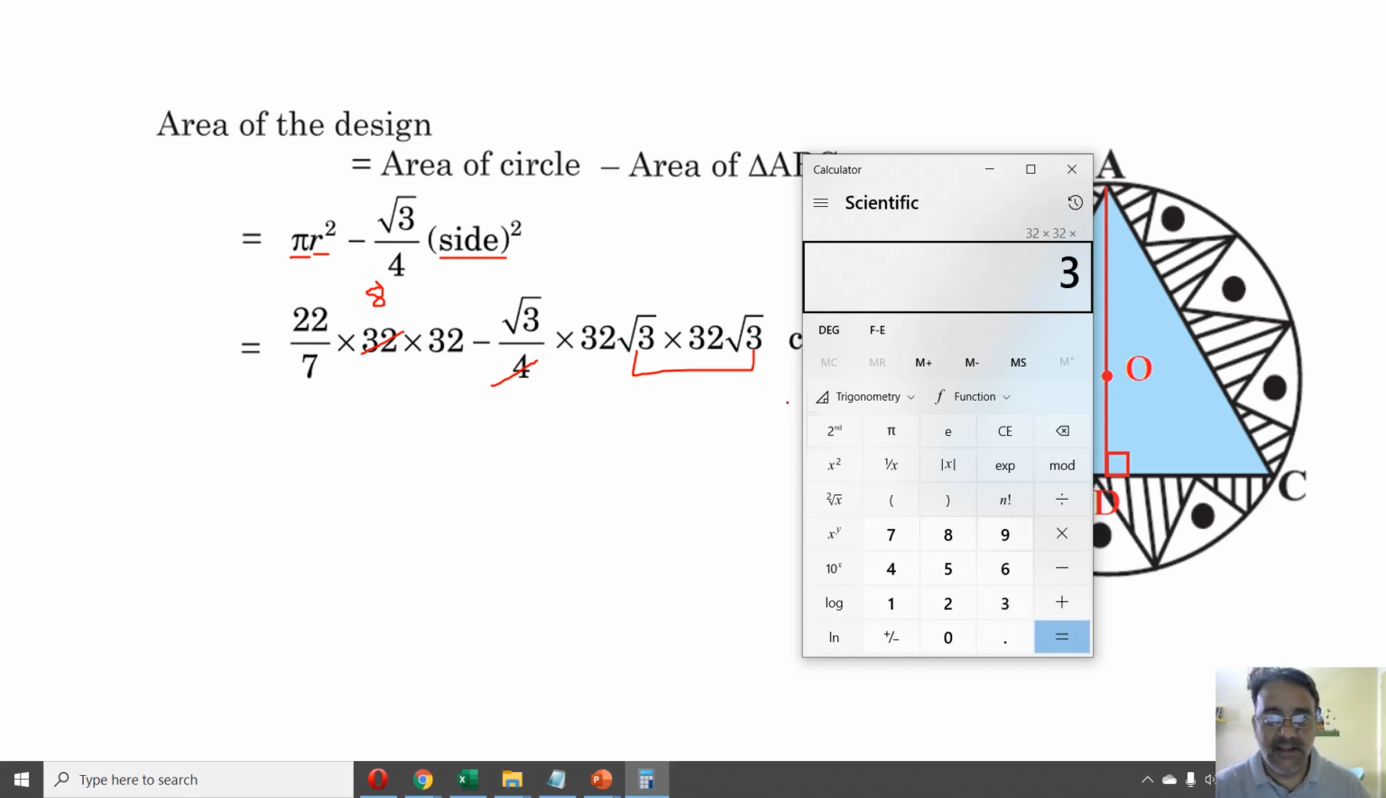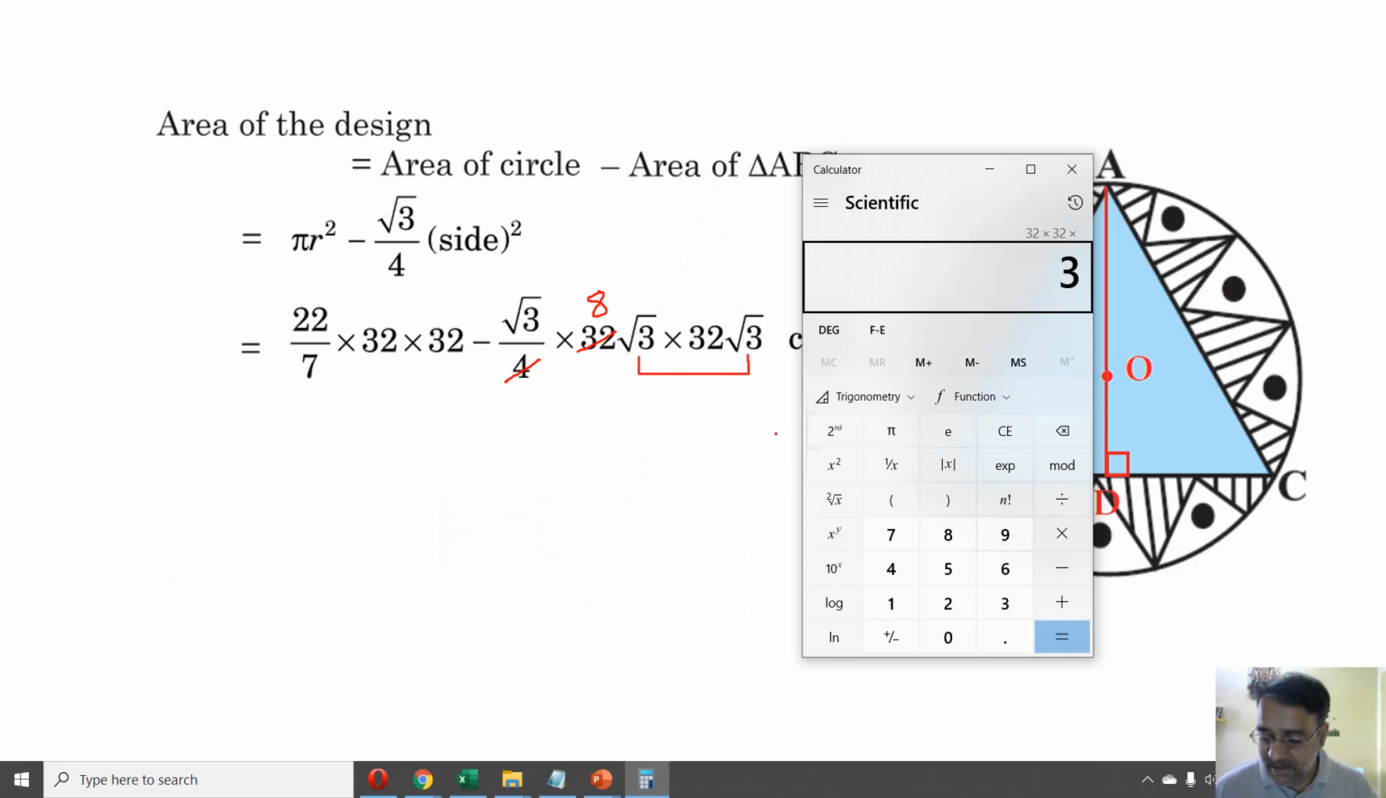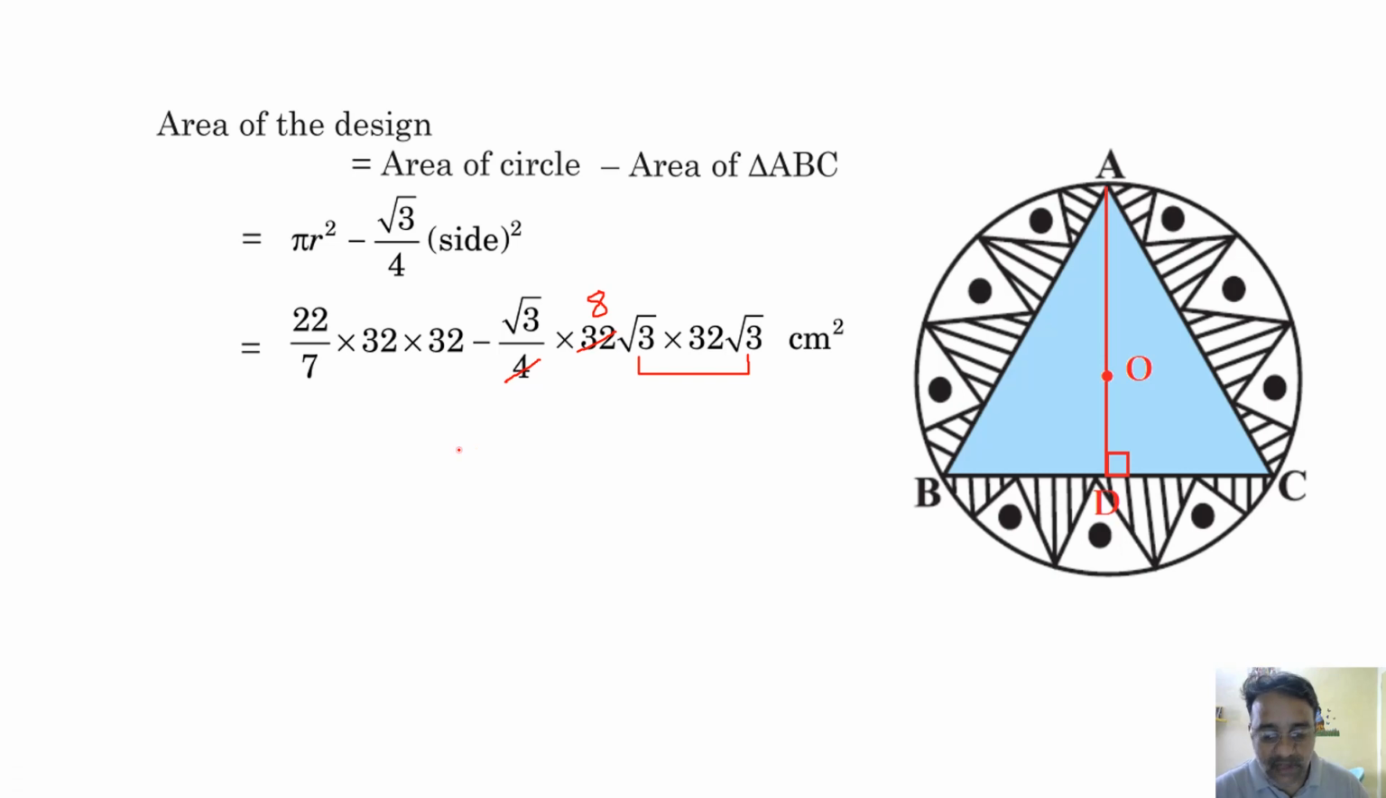Wait a minute, the 4 will not cancel here, sorry. This 4 will be cancelled with this one. We'll get 8. So root 3 into root 3 becomes 3. So 8 into 32 into 3. So we'll get 768 root 3. And if you multiply 32 into 32 into 22, we'll get 22528. So the answer we will get is 22,528 by 7 minus 768 root 3.